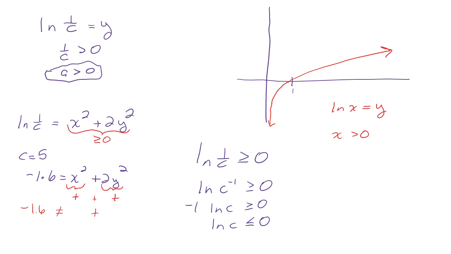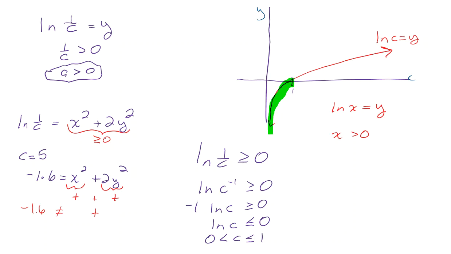Well, let's look at this graph over here. Let's say this is the natural log of c equals y. This is my c-axis, and this is my y-axis. When is the output less than or equal to 0? It's right here. So in order for that to happen, I would need c to be between 0 and 1. We can't have c be 0 because then we'd be dividing by 0, right? I can't put a 0 in there.